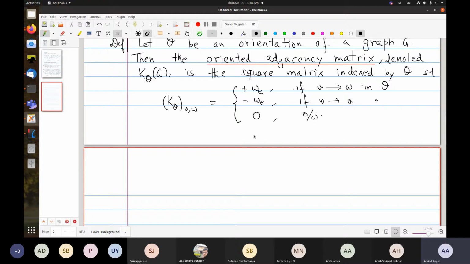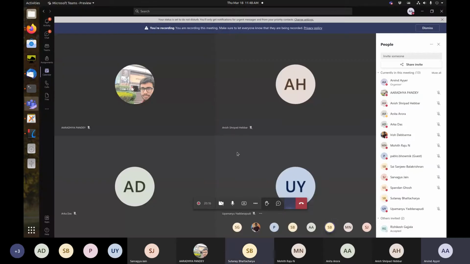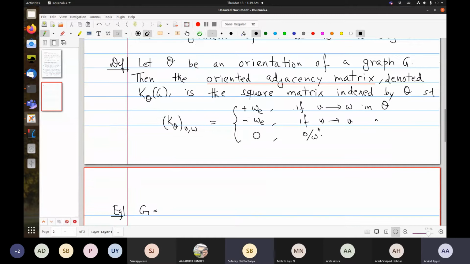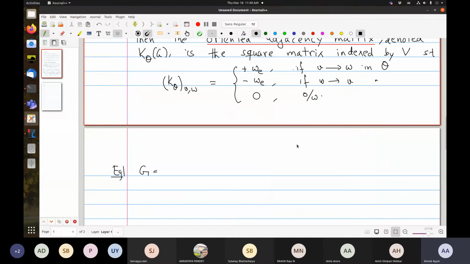Okay, so now let us see an example. So let me take a dumb example. Sir? Yes. Why is this indexed by O? Why is the matrix? No, I mean it's still indexed by the vertices, right? Oh, what did I say? Indexed by V. Thank you. Yes, that was a typo.